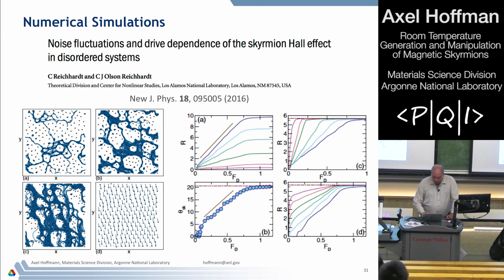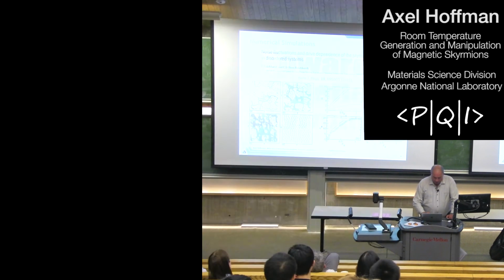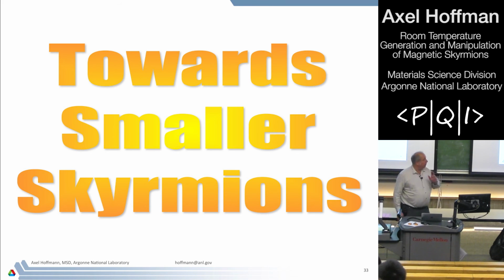Now, in the last 5 minutes, I want to tell you how we can get towards smaller skyrmions. All I've shown you so far were skyrmions in single-layer magnetic films, where the skyrmions are about 1 micrometer, which for applications is probably useless, but if you want to study their behavior, it's very easy.